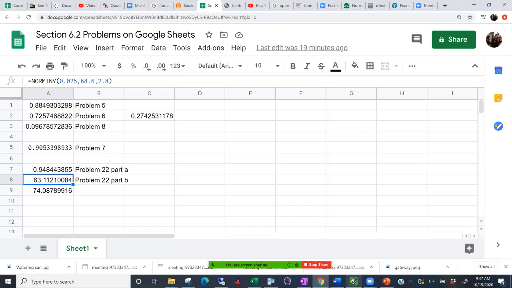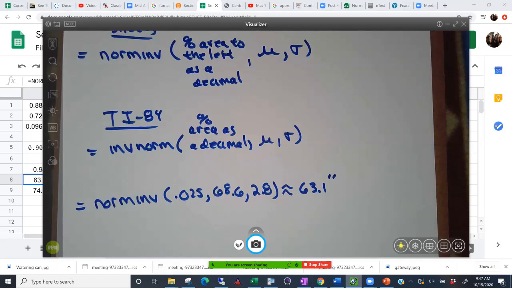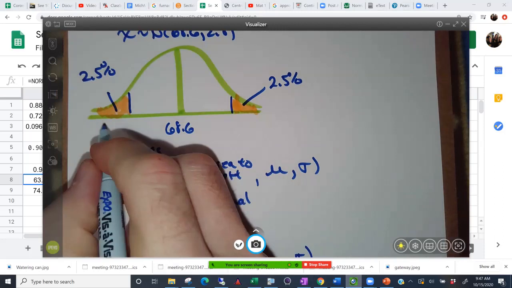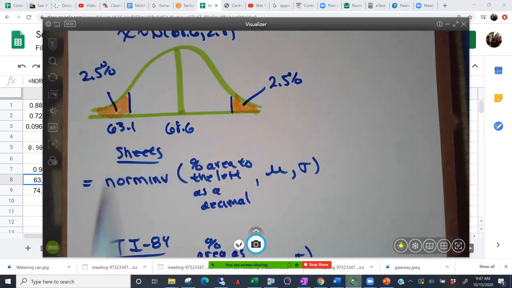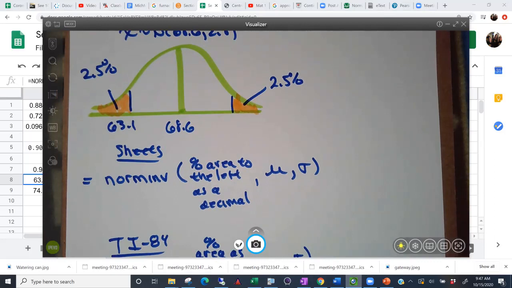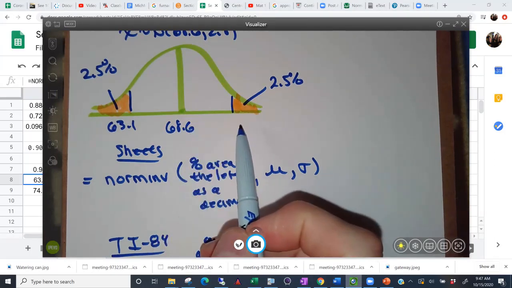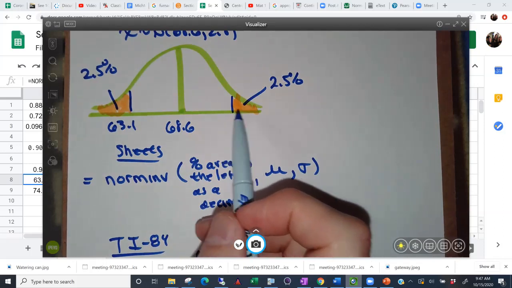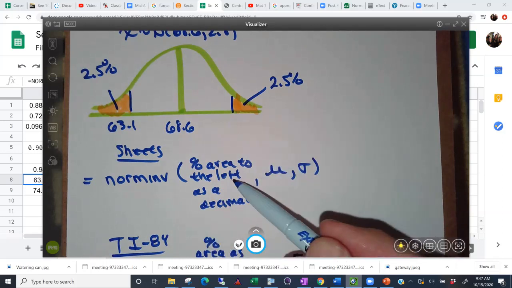Cool. How about my graphing calculator crew? Are we getting the same thing? Yes. Wonderful. Well, we have to think a little more when we're working on the second part. We've got 63.1. That makes sense because it's to the left of 68.6. Now I'm expecting something to the right of 68.6. But what command am I going to type in here? How am I going to get the point that has 2.5% of the area in the right tail? That's not exactly how this command works.